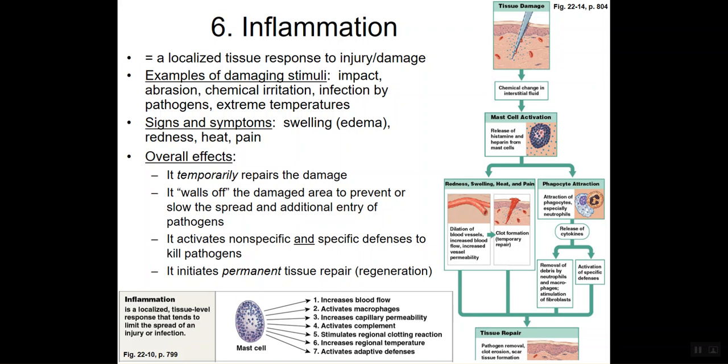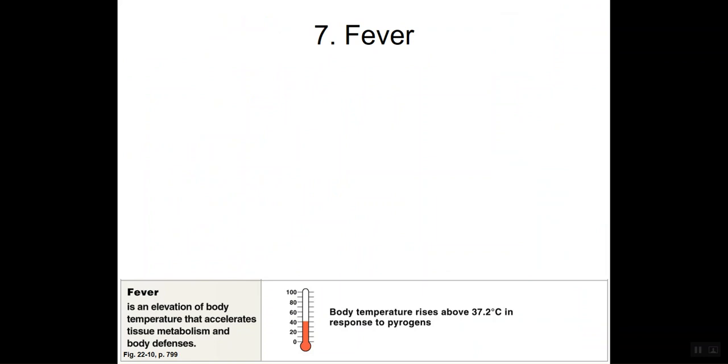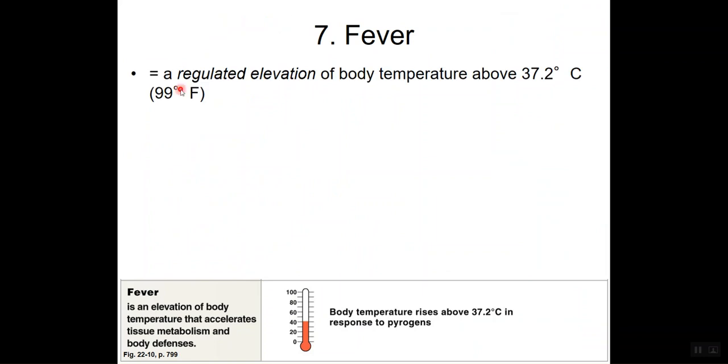Okay, so again, inflammation is more of a local response, whereas fever, which is the last of our non-specific defenses we're going to talk about, is more of a widespread, body-wide response. A regulated elevation, which means your brain is doing it on purpose. Your hypothalamus, which is the brain's thermostat, resets to a higher temperature to make you feel cold. That's why you often have the shivers and the chills when you have a fever. I mean, you're burning up. Somebody feeling your skin would be like, whoa, you're hot. But you feel cold. That's your hypothalamus playing a trick on you.